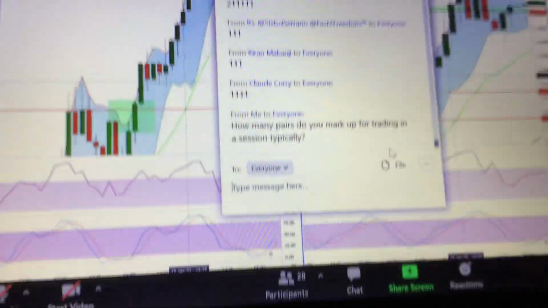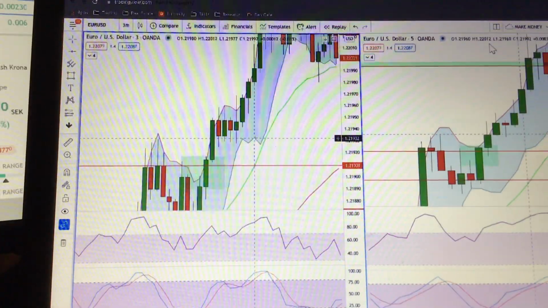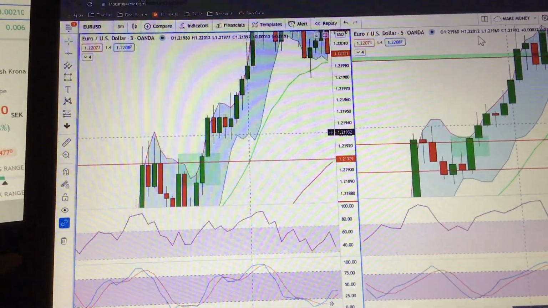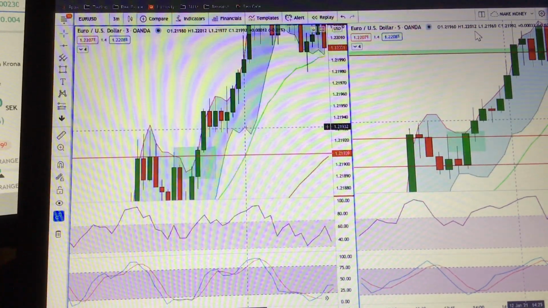Now maybe 3, 4, 5 candlesticks later, it does break down and go down. How many pairs do I mark up for trading in a session typically? I try to keep it to about 3 good ones.